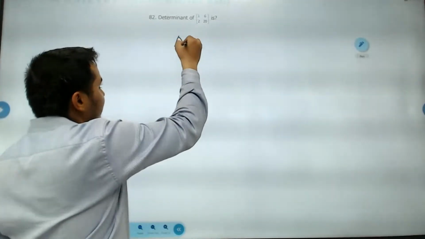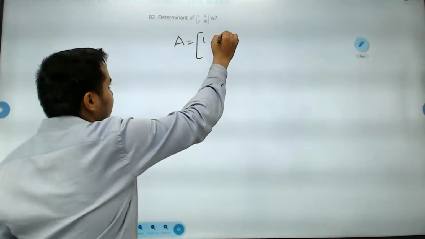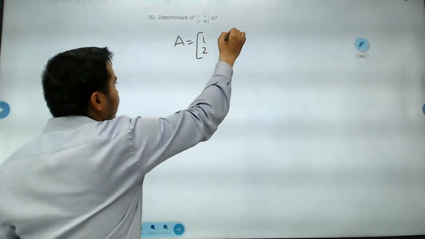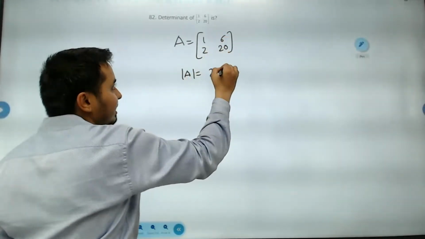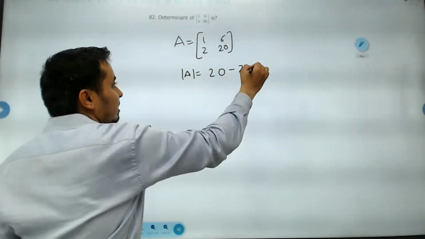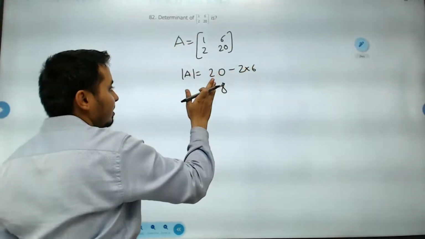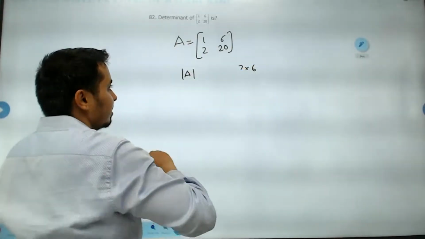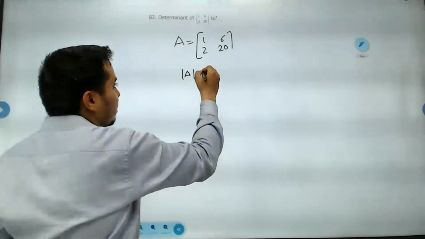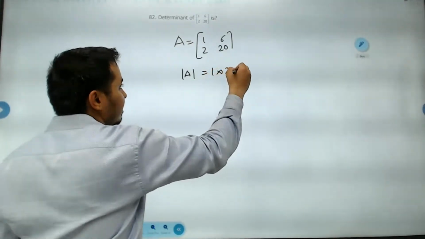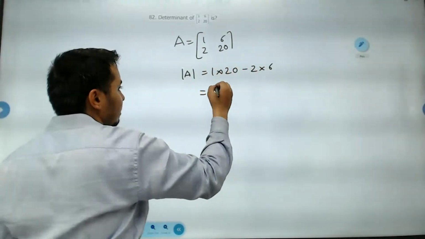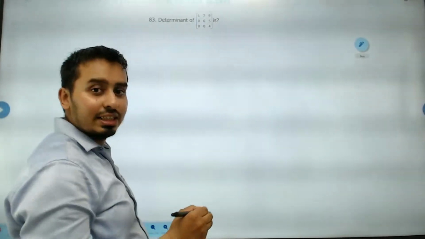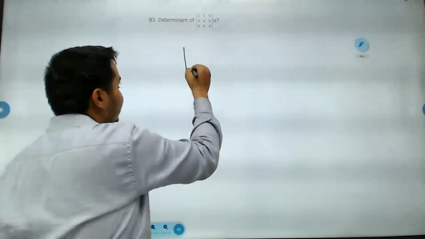Determinant of this, so let's say this matrix is [1, 6; 2, 20], and I have to find det A. So it would be 1 into 20, that is 20, minus 2 into 6, 20 minus 12, 8, right? So it's 1 into 20 minus 2 into 6, so that is 8. Determinant of this matrix, so we have to find this.